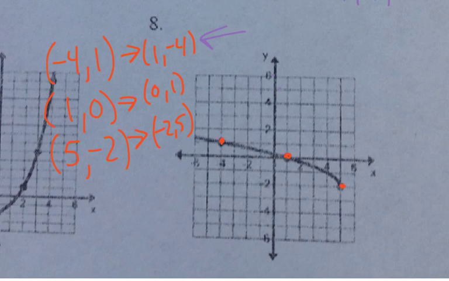So 1, negative 4 would put me right there. 0, 1 would put me up here. Negative 2, 5 would put me up here. And then you could just graph it that way. And there you go.